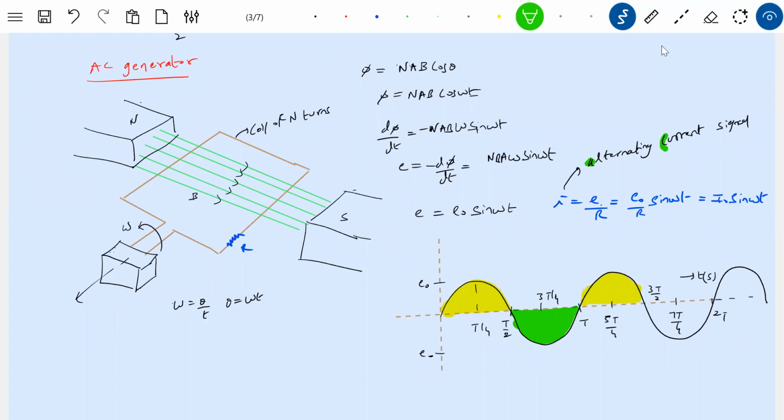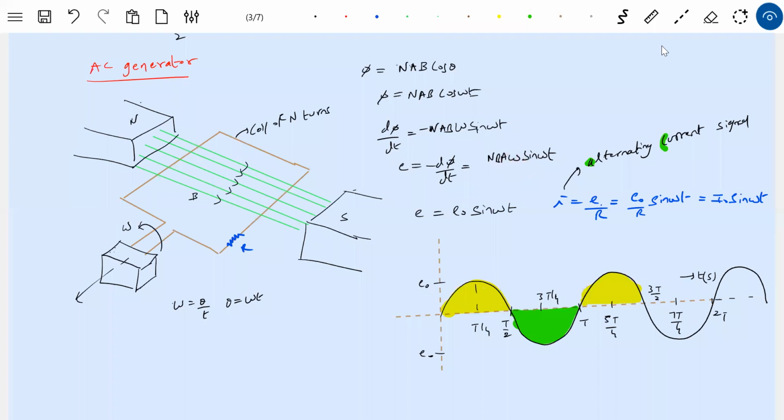The positive and negative half cycles will alternate for every half interval of time. This particular EMF E naught, this is very important, depends on what? It depends upon the number of turns of the coil, how strong the magnetic field produced by the bar magnets is, and also the area of cross section of the loop. I can't increase the area. It's a very big problem to rotate very giant loops. So therefore I'll go for increasing the magnetic field.